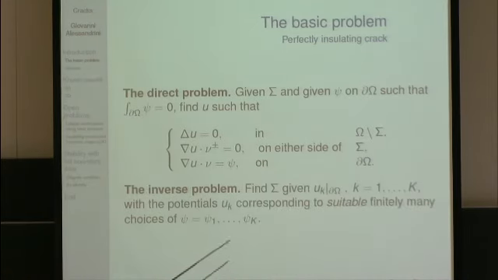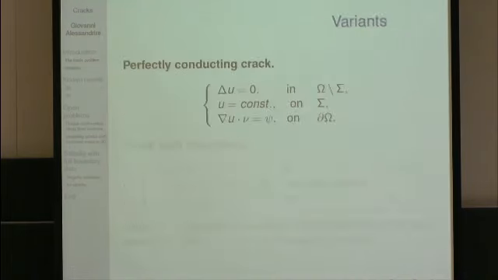The inverse problem would be to determine sigma given boundary measurements of the potentials for a finite number of potentials corresponding to given current densities psi 1, ..., psi k. Of course, this is only one of the many various formulations that are possible. One variant which has been very popular in the past, and I will come back to this later on, is the model of a so-called perfectly conducting crack.